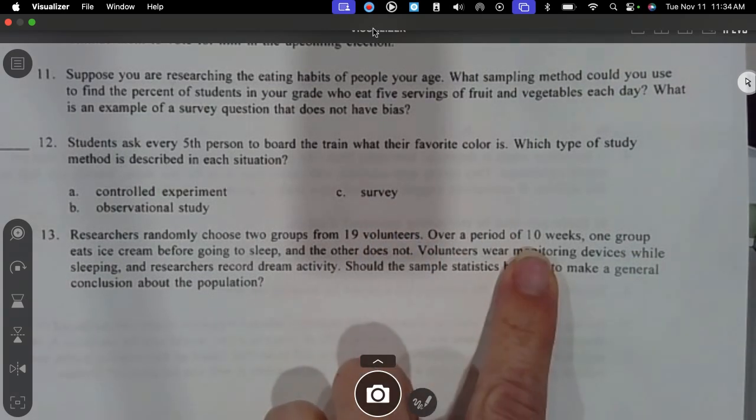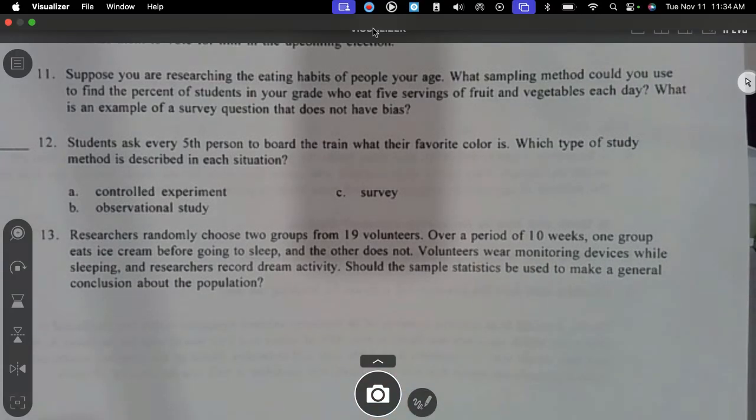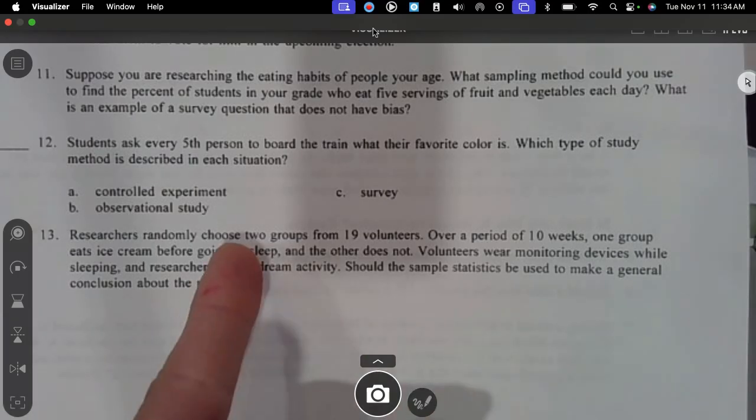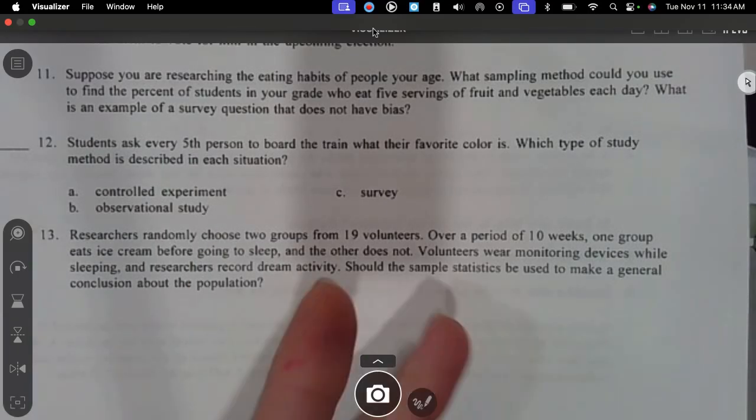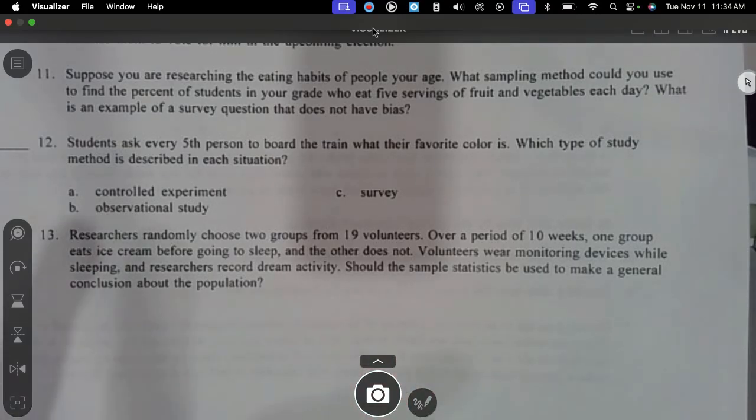The last one: choose two groups from 19 volunteers over 10 weeks. One group, we've done this one already, eats ice cream. One does not. They wear devices. They record their dream activity. Should this sample be used to make a conclusion about the population? No. 19 people is not enough. Probably want like a couple hundred, y'all. It kind of depends on maybe your area, but you still might want like a couple hundred.